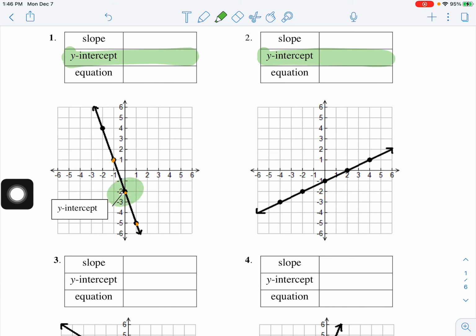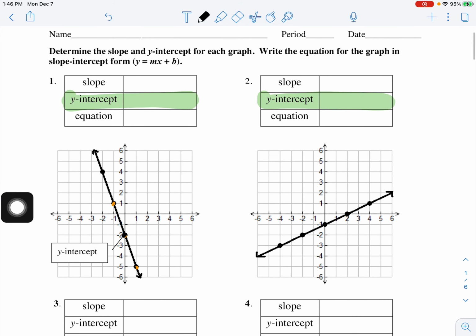This first one starts at -2. On the y-axis right here, it's telling us also right here, -2. So my y-intercept is -2.